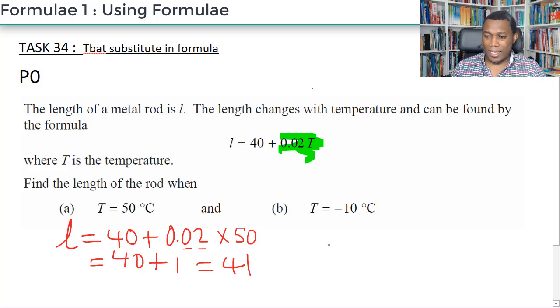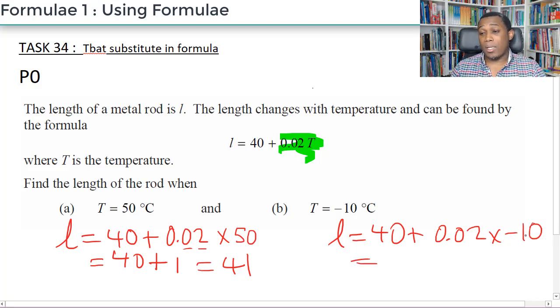Ooh, yucky. L is equal to 40 plus 0.02 times -10. The -10, what do we know? If we were multiplying by 10, we would get 0.2. So multiplying by -10, we would get minus 0.2. And where's the 0.2 coming from? Multiplying 0.02 by 10 would have the effect of moving the decimal place 1 place forward. That's how we'll visualize it. The reality is the numbers move. So the number moves 1 place to the left is what's actually happening.